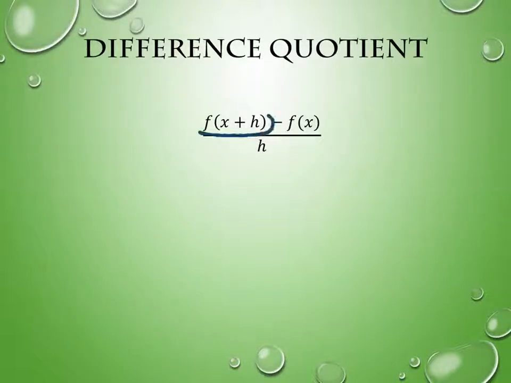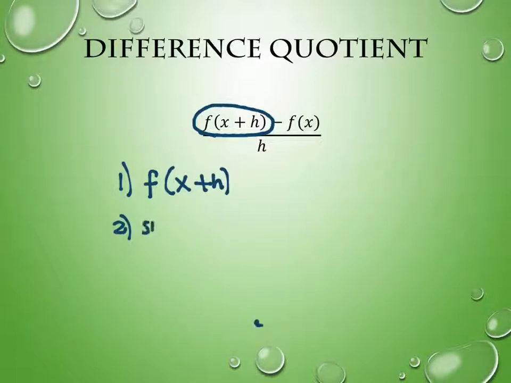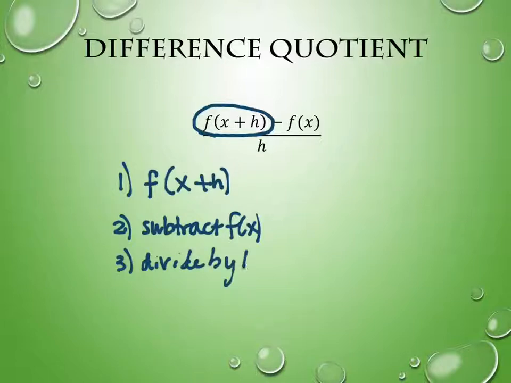The first part is this piece. So the first step in finding the difference quotient is to find f of x plus h. Okay? And if you're thinking about moving through this expression, the next piece would be continuing the numerator, right? So the next piece would be subtracting the f of x. And if I've done step 1 and step 2, I've done the whole numerator. So what is the last thing that I haven't done then? Yeah, step 3 is to divide by h.